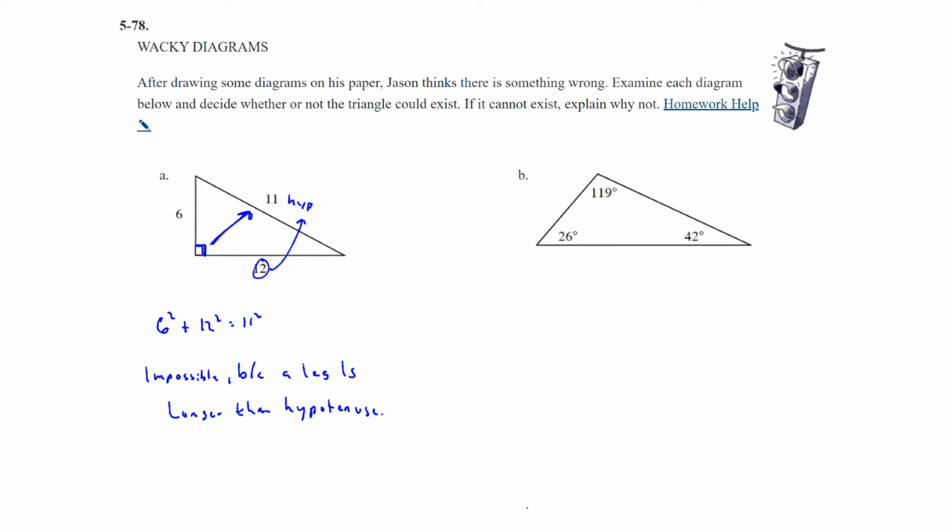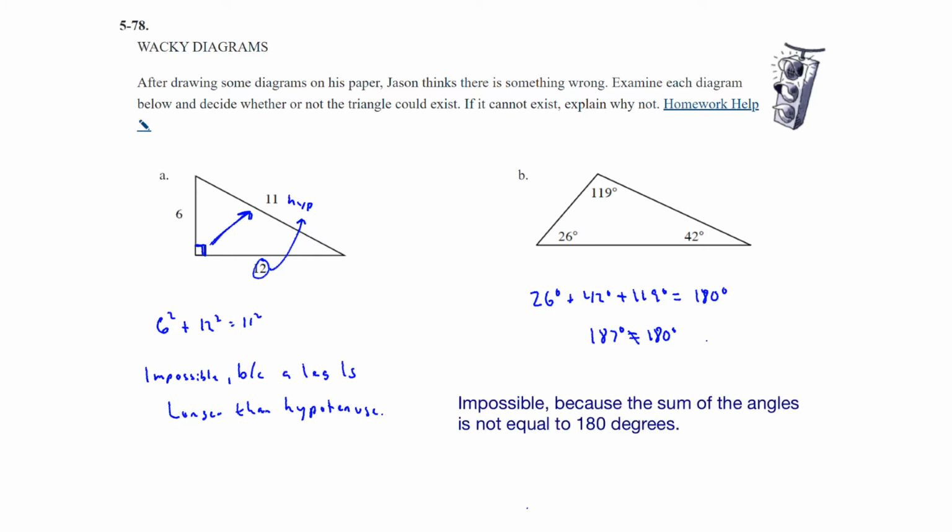On part B, we have three angles of a triangle, 26, 42, and 119 degrees. One of the things we need to check is that the sum of all three of these angles should add up to 180 degrees. If we add up those numbers, 26 plus 42 plus 119, we get 187. That is not equal to 180 degrees, so this is impossible because the sum of the angles is not equal to 180. Once again, make sure you clarify why it is impossible.